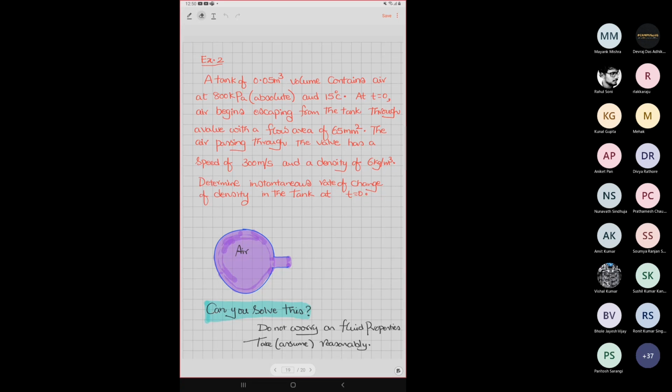That is the example I would like to really consider. A tank of 0.05 meter cube volume contains air at 800 kilopascals absolute, and it might be at 15 degrees Celsius. It might be in a cold country, you can think of it. At time t is equal to 0, air begins escaping from the tank through a wall with a flow area of 65 millimeters square.